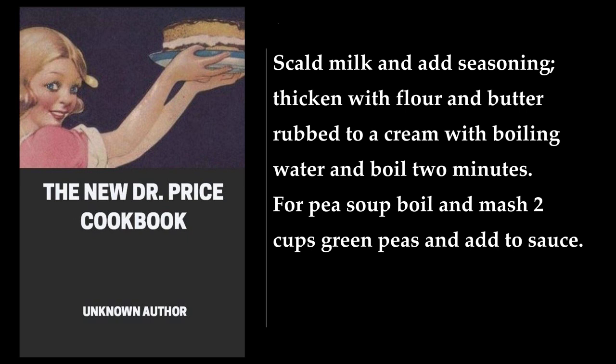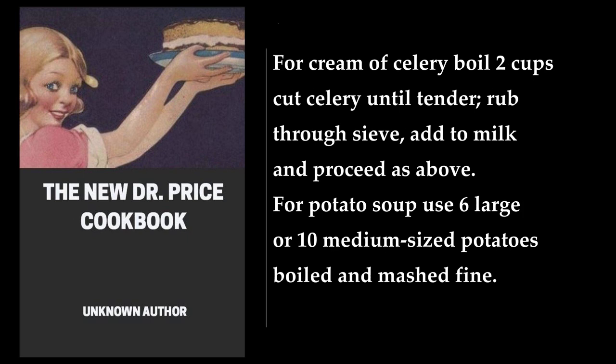For pea soup, boil and mash 2 cups green peas and add to sauce. For cream of celery, boil 2 cups cut celery until tender, rub through sieve, add to milk and proceed as above.